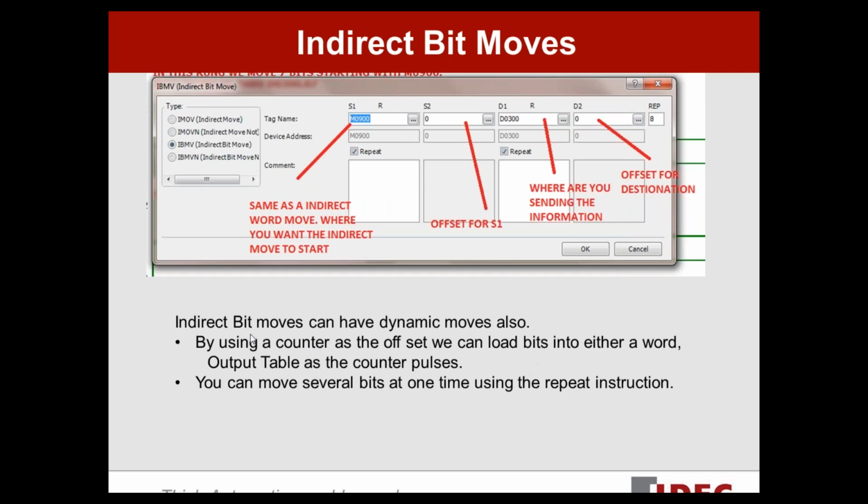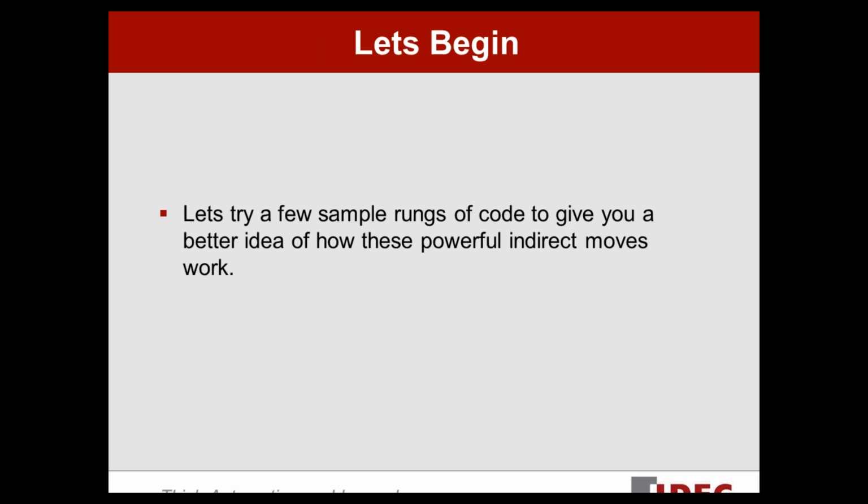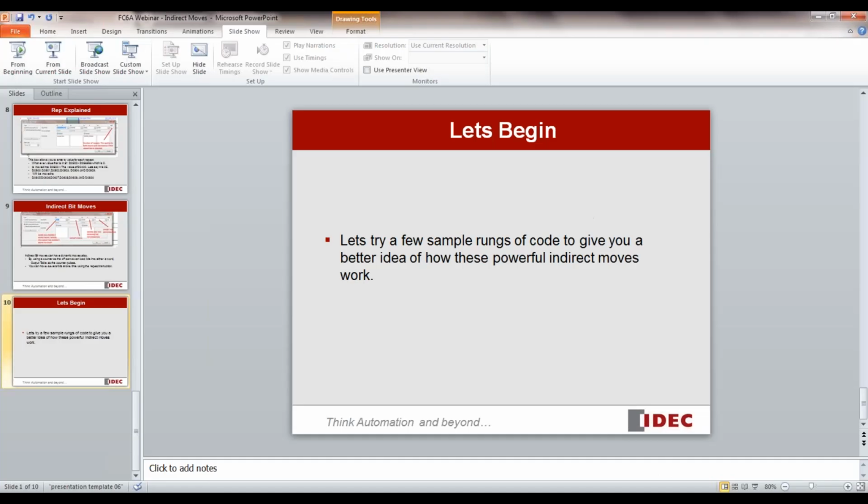So indirect move bits work basically the same way. You can have dynamic moves in the bit move also. That means you can use a counter current value, or you can use a data register that changes all the time depending on where you want to move the data to, which is what we're going to do here in just a few minutes. So let's begin with a few sample runs of code to give you a better idea how powerful these are.